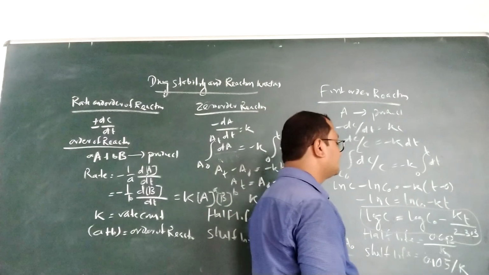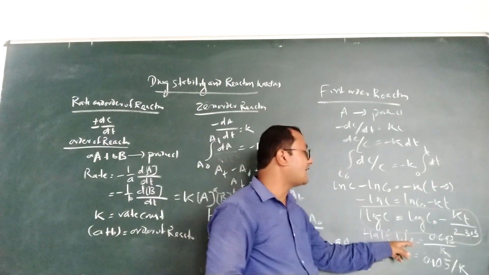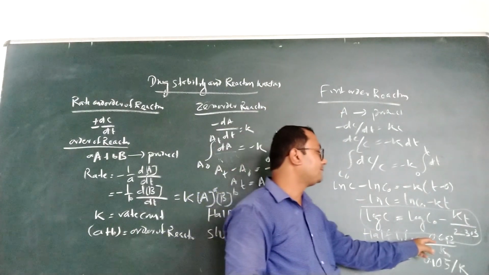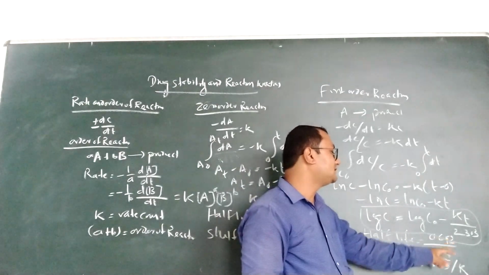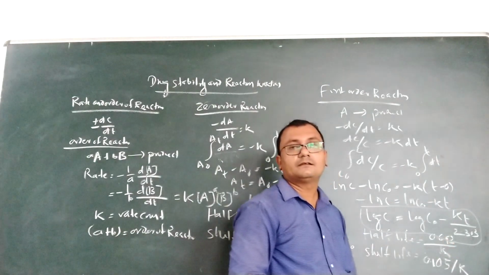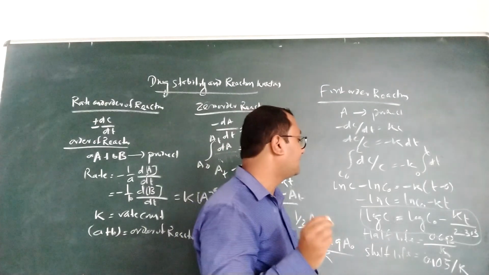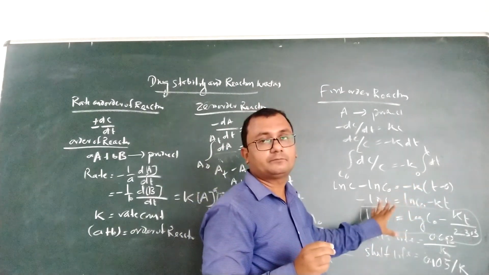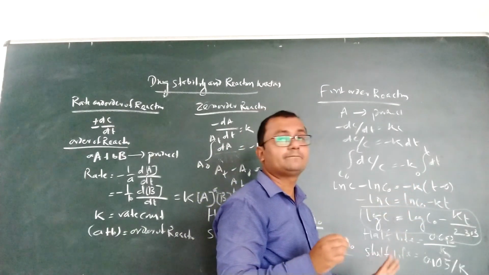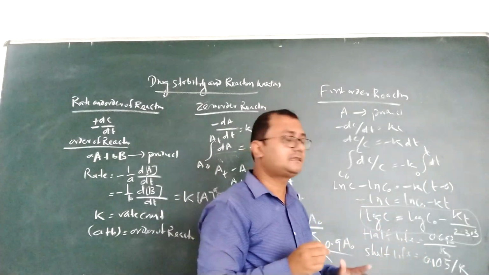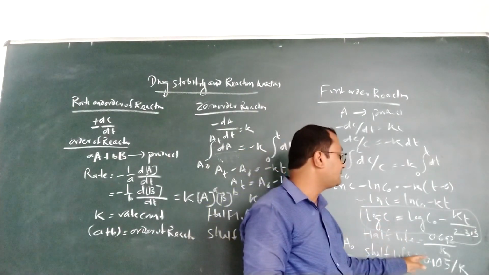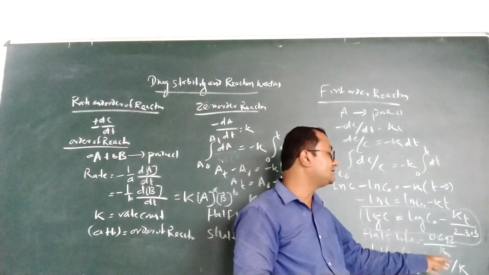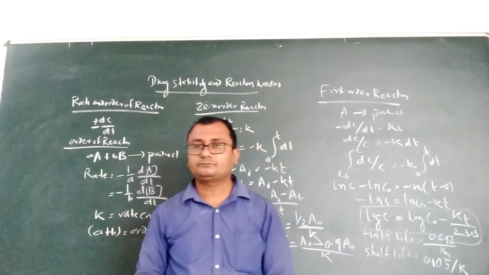Now the half life we can calculate; the value will be 0.693 divided by K. You have to remember these formulas, because they will be useful in the stability studies. Then shelf life is equal to 0.105 divided by K.